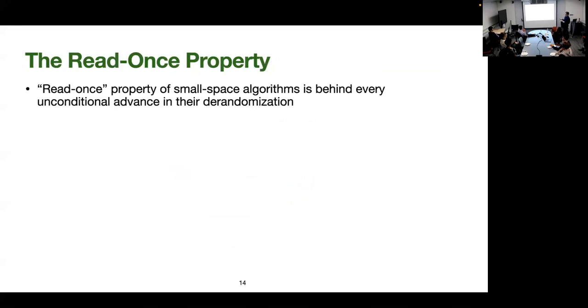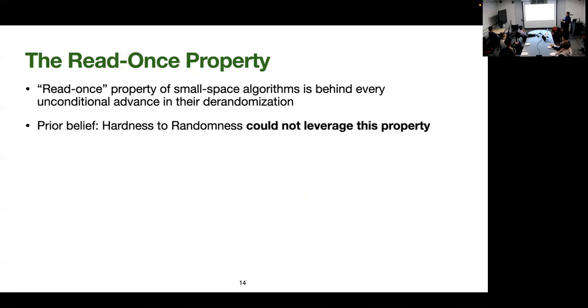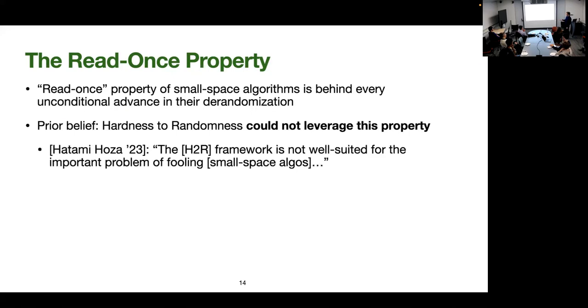And so this quote, read-once property, that we're taking a random walk on a graph, is behind every unconditional advance in de-randomizing small space algorithms. And there was a prior belief that the hardness to randomness paradigm couldn't leverage this property, that these two different approaches were in some sense distinct. For instance, there was this really great recent survey of Hatami and Hosa on unconditional pseudorandomness that said the hardness to randomness framework is not well suited for the important problem of essentially de-randomizing log space.